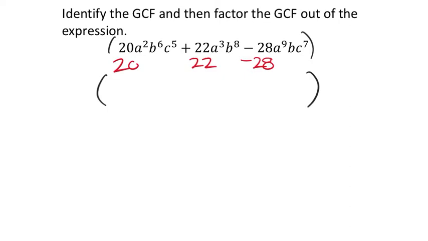So what happens when I do that? And I'm going to check even after I factor this out. So I'm going to factor out a 2. That means I'm dividing these each by 2.